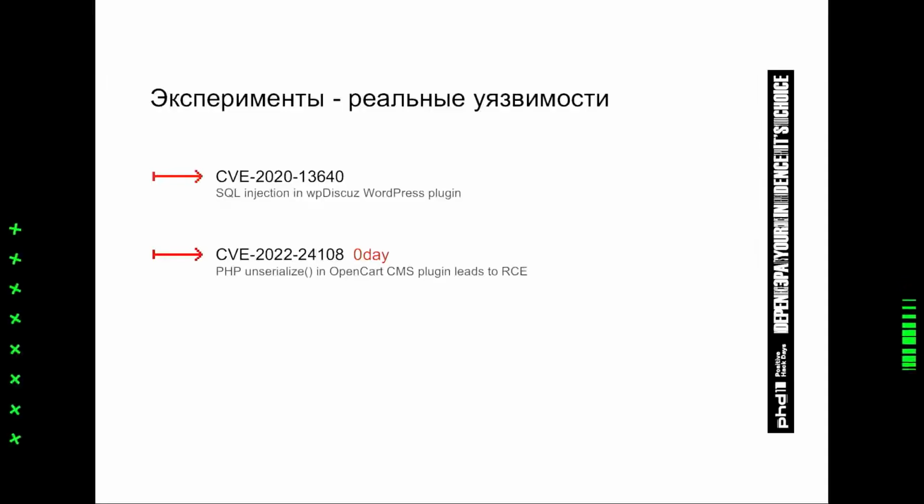So first thing we found, a couple of vulnerabilities in Severe. One of them has already been fixed. It was an SQL injection in WP discos. And also another one, and we also identified 10 day.